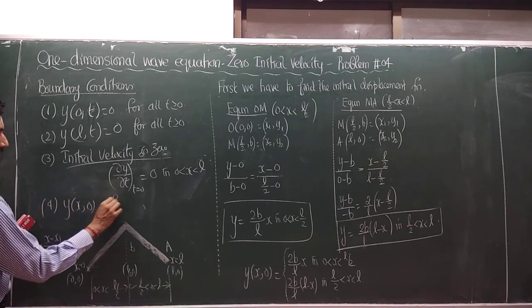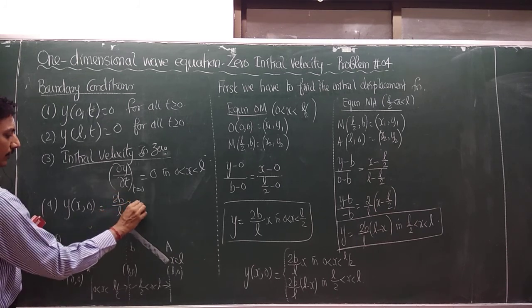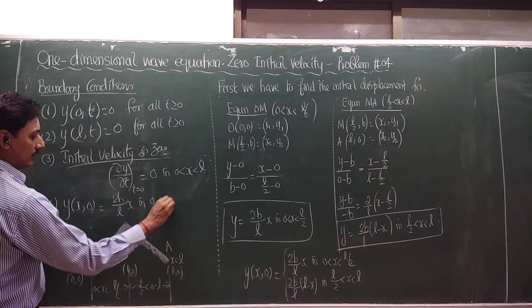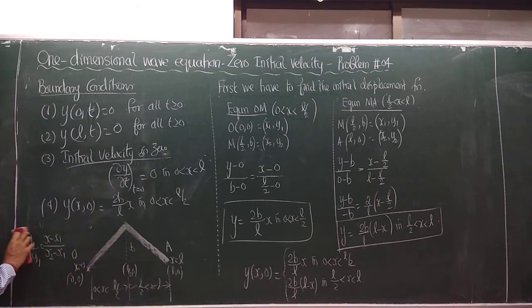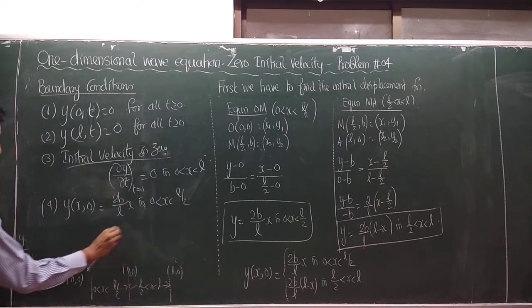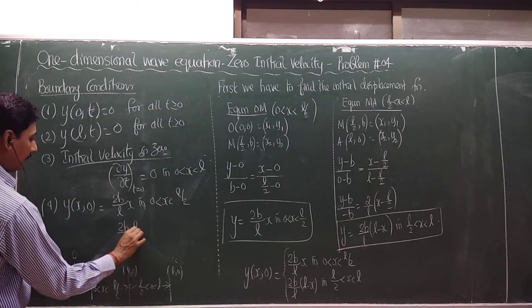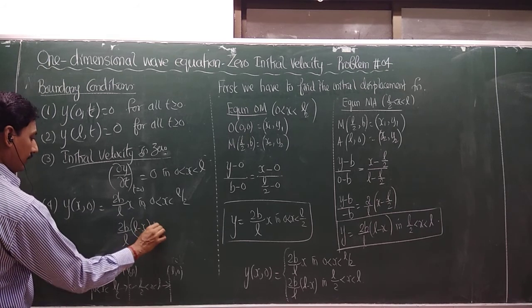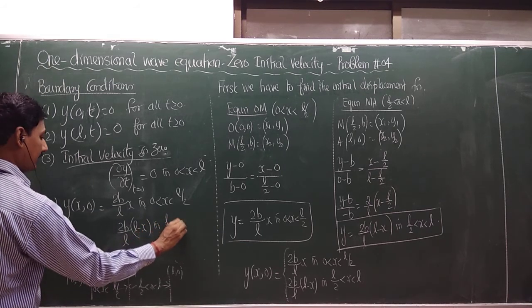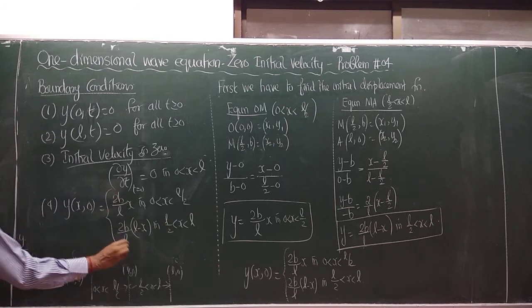is equal to 2b by L x in 0 less than x less than L by 2. And what about the other one? The other one is 2b by L into (L minus x) in L by 2 less than x less than L. It's clear?